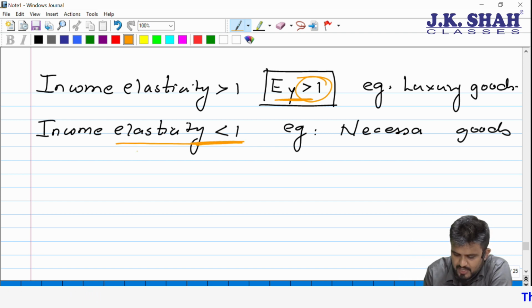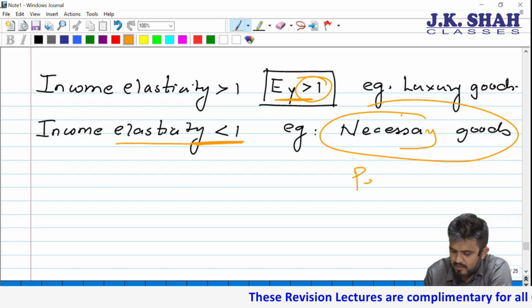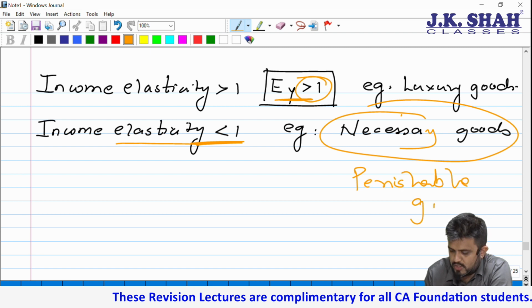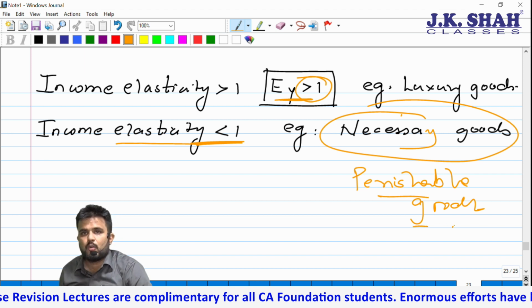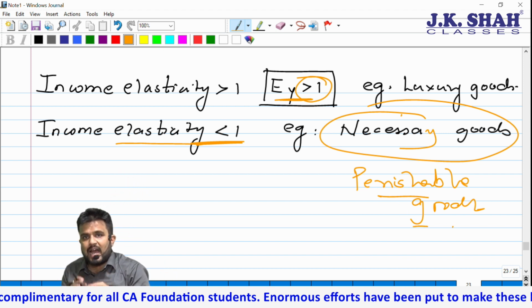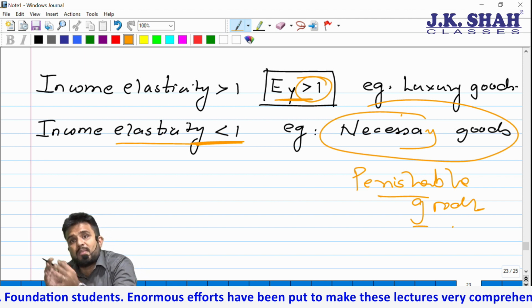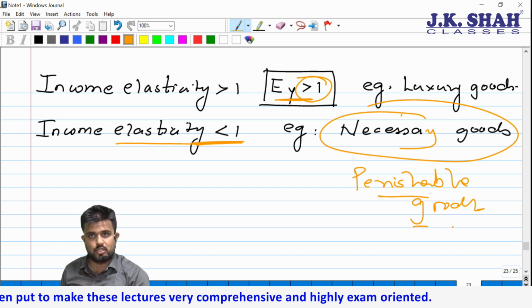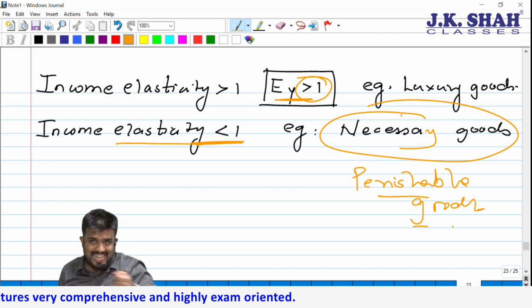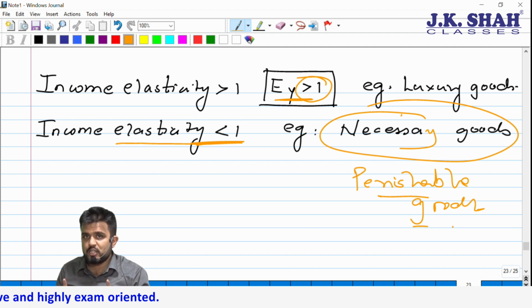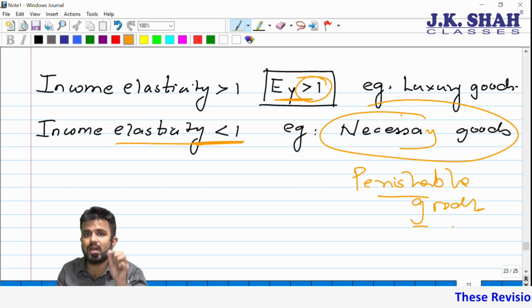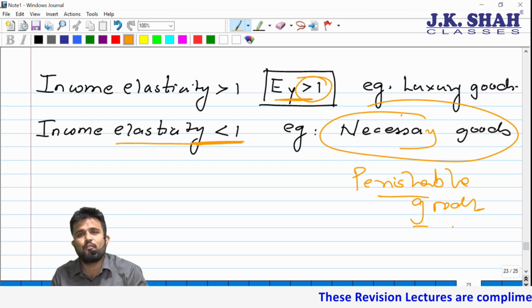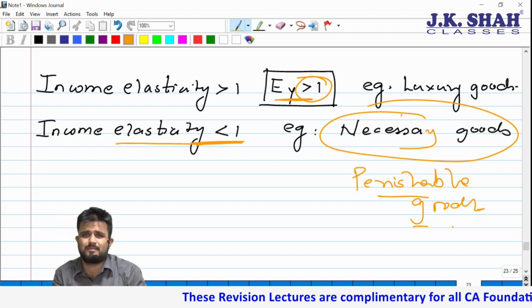Next is income elasticity less than 1. Necessary goods, or you can say which goods? Perishable goods. So please remember, my income increases, my income decreases, but I may buy more perishable goods, but not much. Again, storage will be an issue. So please remember, for necessary goods or for perishable goods, income elasticity is less than 1. For expensive products, luxury goods, greater than 1. Very important commodity, EY will be equal to 0, no change. But for normal goods, income elasticity will be equal to 1.